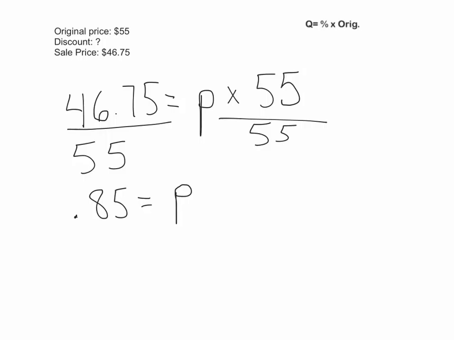So 0.85 equals the percent of the original price paid. So in order to find the discount, you would take 100% minus 85%. And that's going to give you 15%. So the percent discount in this case was 15%.